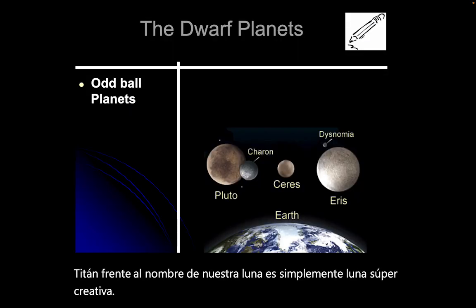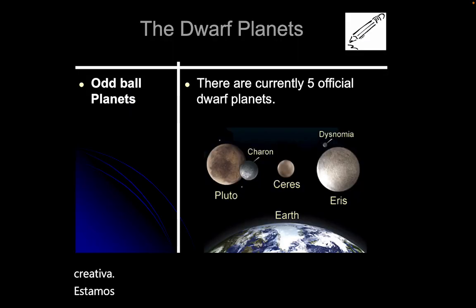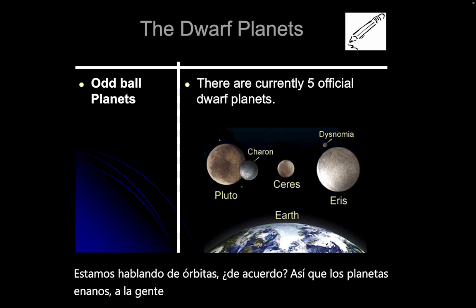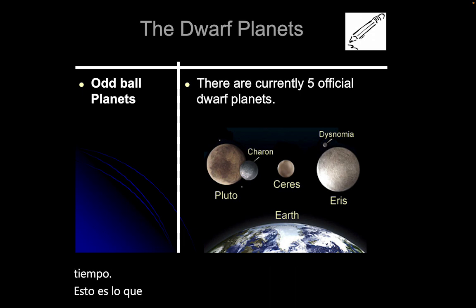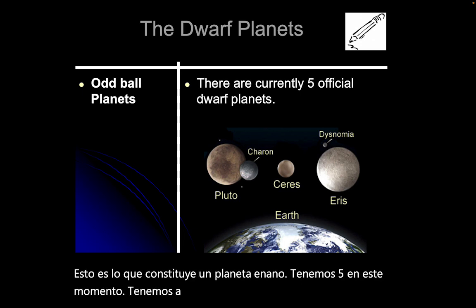We're going to talk about orbits. All right, so dwarf planets. People like to argue about dwarf planets all the time. Here's what constitutes a dwarf planet. We have 5 right now. We have Pluto, Charon, Ceres, Dysnomia, and Eris. Hopefully I pronounced those correctly.